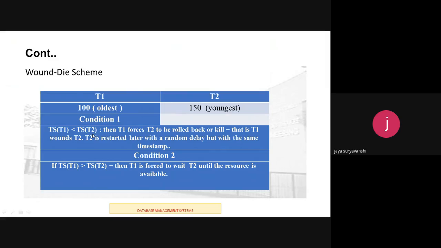That means the younger transaction has locked some resources and other transactions need those resources. So the older transaction is waiting for the younger transaction to complete, and the older transaction is allowed to wait until the resources are available.